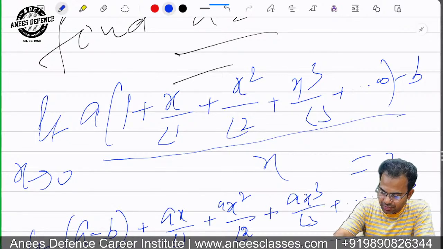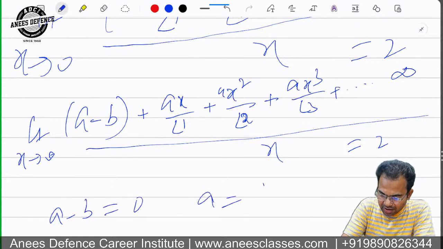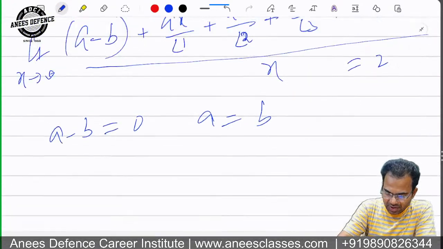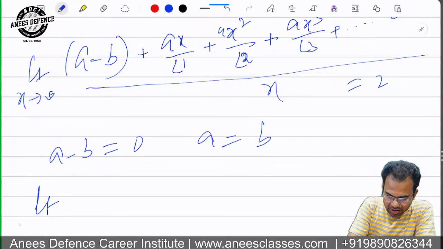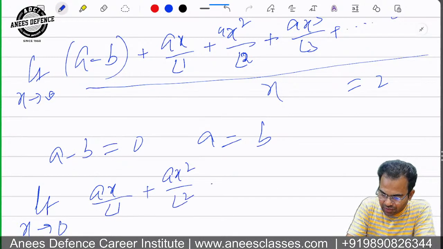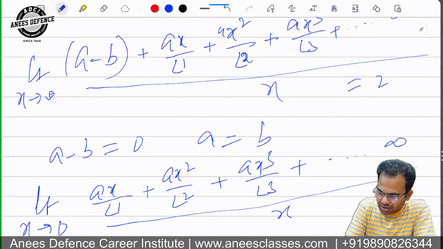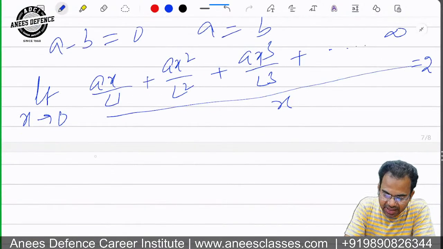upon x equal to 2. Limit will exist if a minus b equal to 0. That is a equal to b. The first thing I have to find. After putting a minus b equal to 0, limit x tends to 0 of ax upon factorial 1, x square upon factorial 2, x cube upon factorial 3, dot up to infinity upon x equal to 2. You will cancel the x common factor from numerator and denominator.